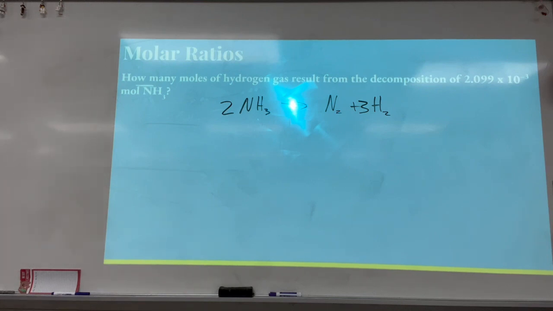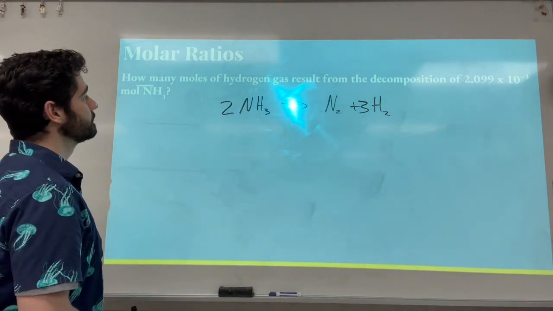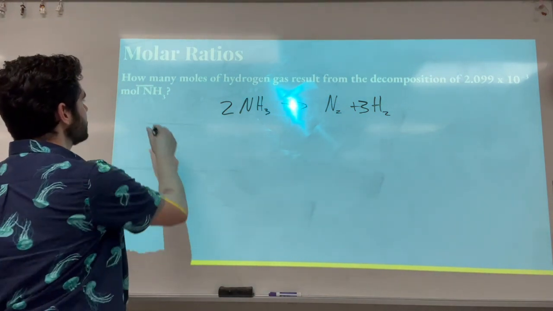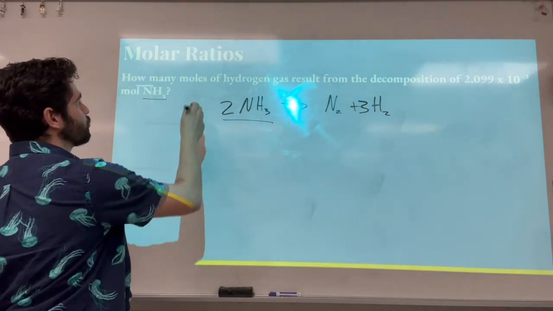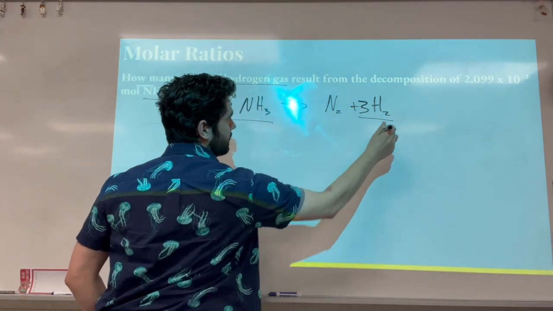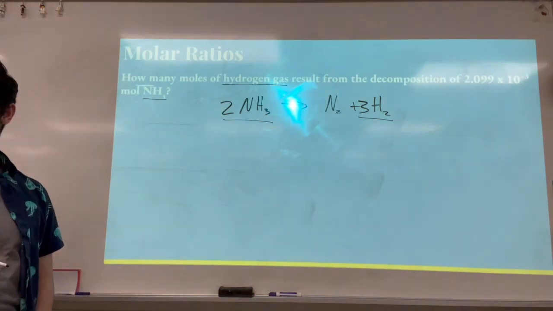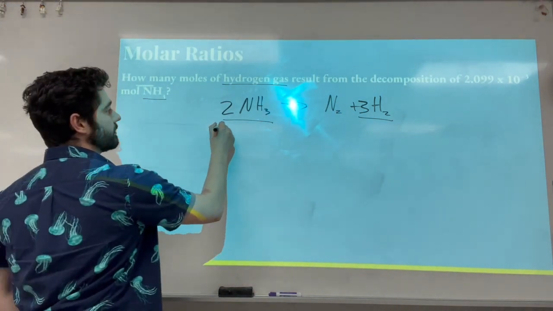Okay, great. I've got my equation. What are we trying to figure out? The ratio right now. Of what? Remember, how many moles of ammonia, how many moles of hydrogen? Oh, wait a minute. How much hydrogen do we need to get to? How much of the 2.099 is hydrogen?